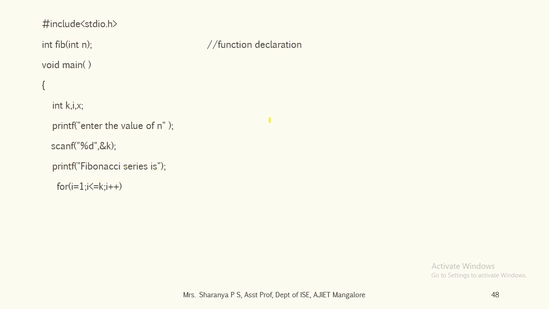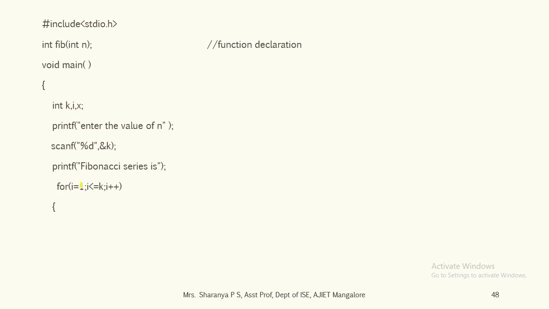Here the Fibonacci series is not a single element. It is a set of elements. In general, we are printing more than one value, so we want a looping statement. That's why I have opted for the for loop, and it will start from 1 onwards. It will execute as long as the i value is less than or equal to k. k is the number taken from the user, and i keeps incrementing.